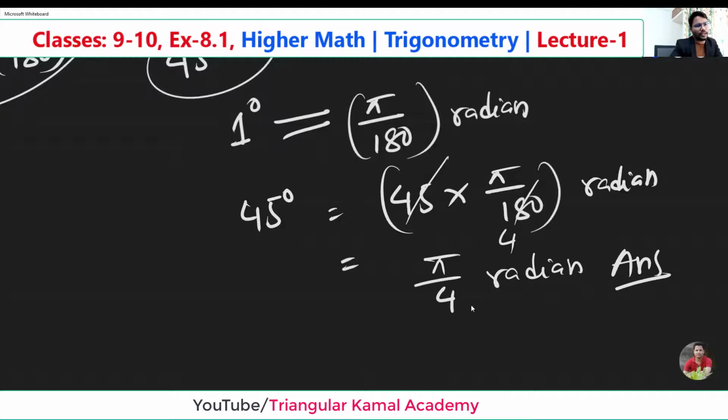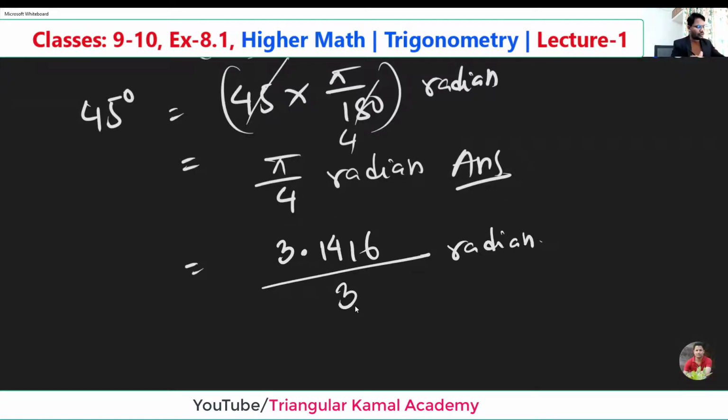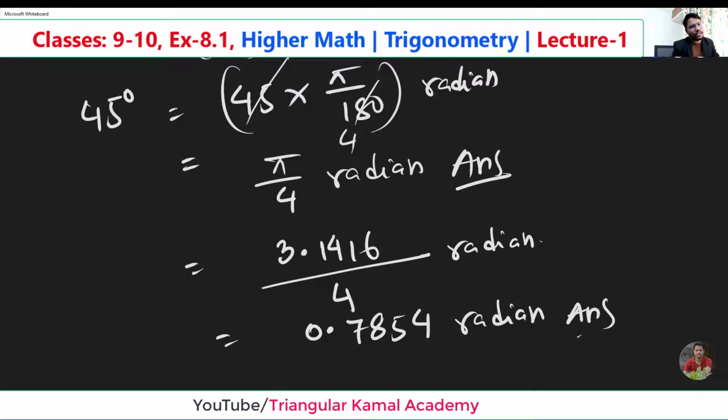If you put the value of pi, you can convert this fraction into decimal form. Like we can use here the value of pi, 3.1416, to 4 decimal places, divided by 4. Suppose this is the radian. So now dividing the value of pi, 3.1416, divided by 4, not by 3. Here divided by 4. The result is 0.7854 radian. So also you can give this answer in decimal form.